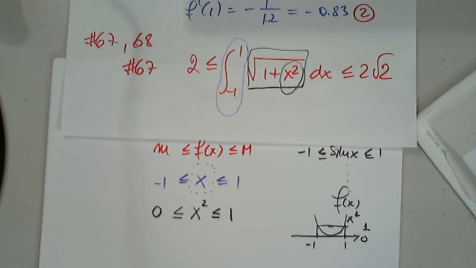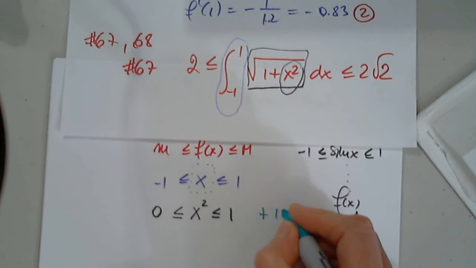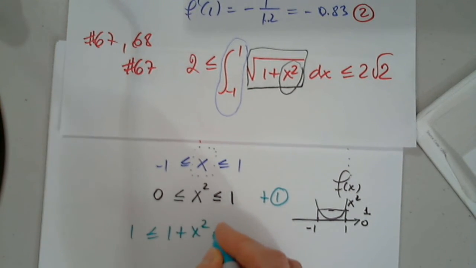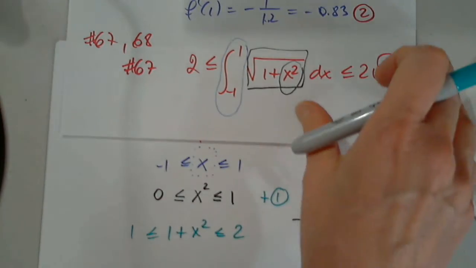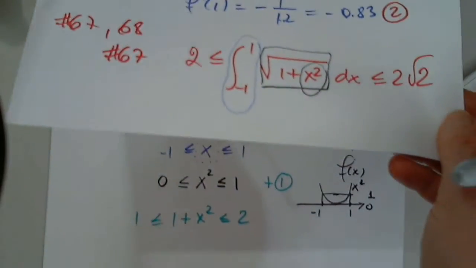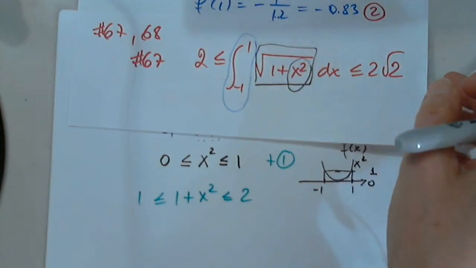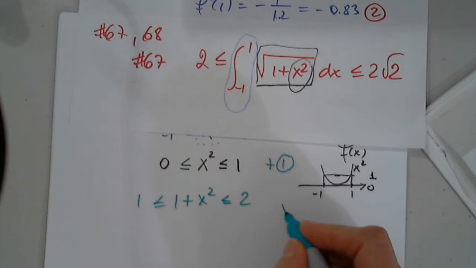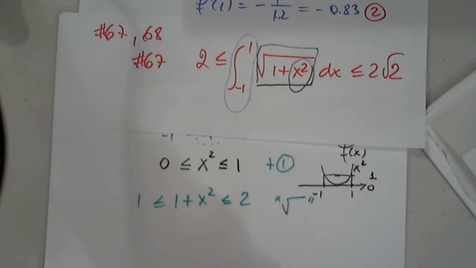Do you do the x squared plus 1? Very good. So we have to add 1 to all three sides. 1 is less than or equal to 1 plus x squared, which is less than or equal to 2. We are closer now. What will be the next step? To put the square root around everything? Yes, very good. So we are applying the square root to all three sides.